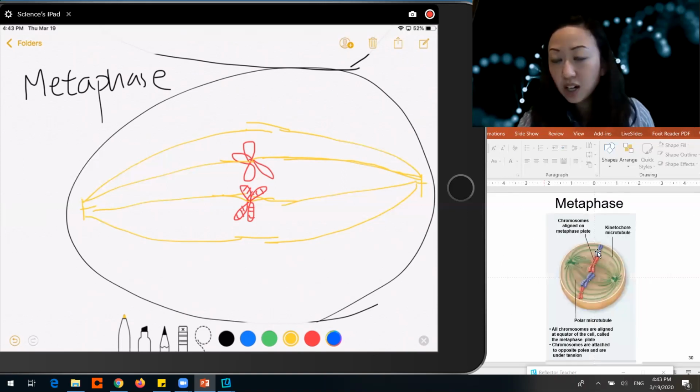Down below, there are 2 pairs of homologous chromosomes. I am drawing out 1 pair of homologous chromosomes. The main thing that happened is the chromosomes all line up in the middle. Now let's talk a little bit about why.